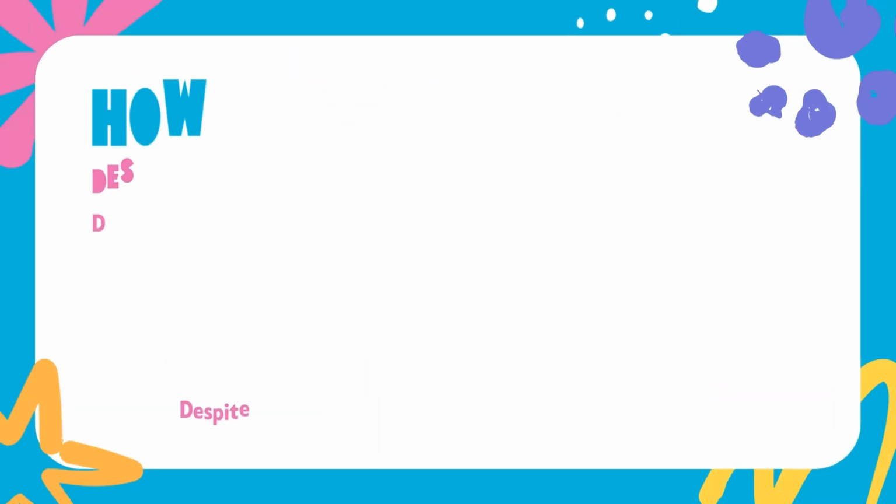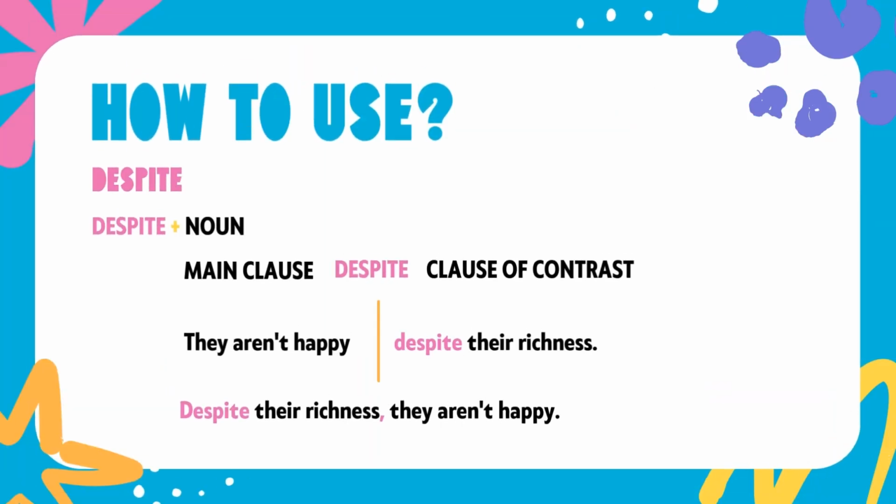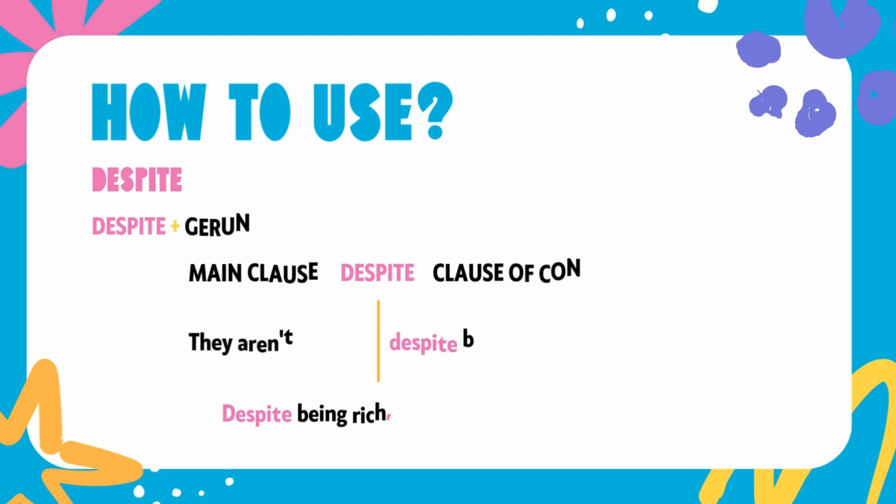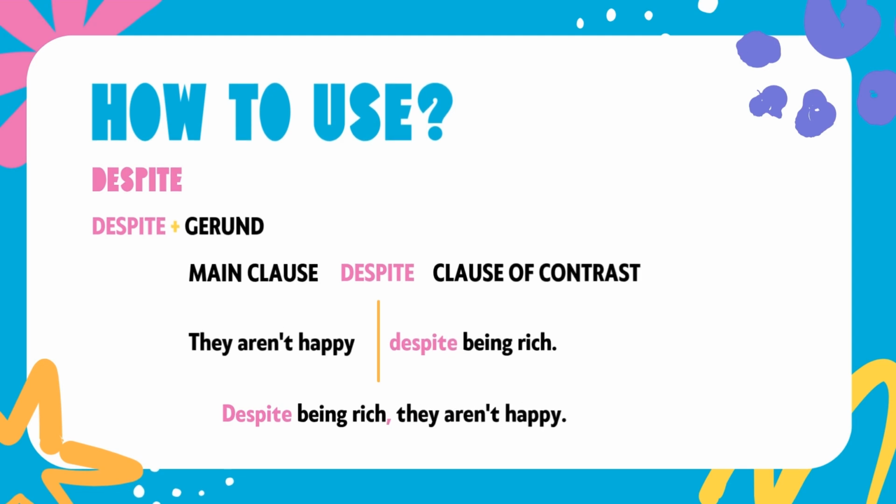Despite, we use despite with a noun. They aren't happy despite their richness, or despite their richness, they aren't happy. We use despite with a gerund. They aren't happy despite being rich, or despite being rich, they aren't happy.